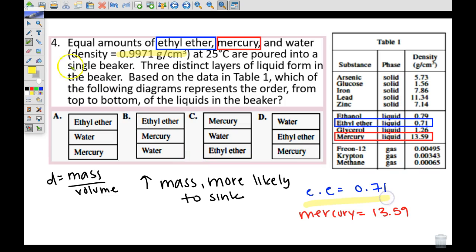So because the density of water is 0.9971 in this problem, it goes in the middle of the 2 substances. So mercury is going to sink to the bottom, and ethyl ether is going to rise to the top. So the only appropriate answer to number 4 is A.